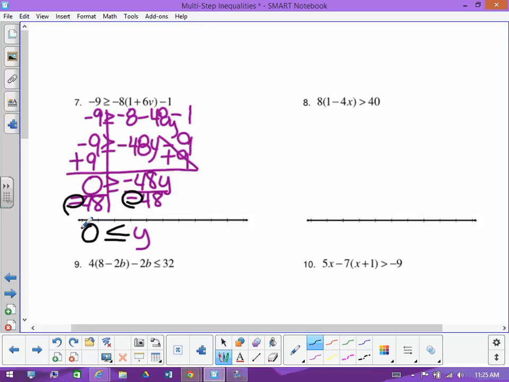So we end up with that, which we're going to read as 0 is less than or equal to y, which is all numbers. So I'm going to find 0 on my number line.